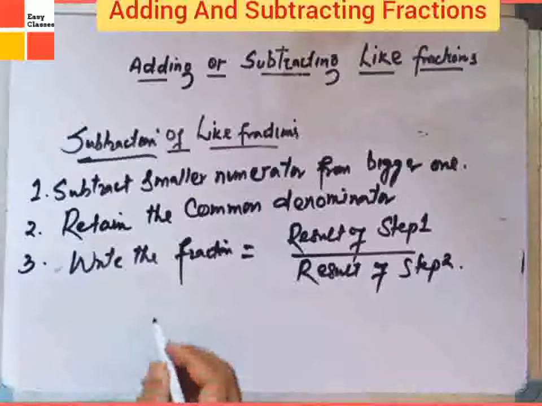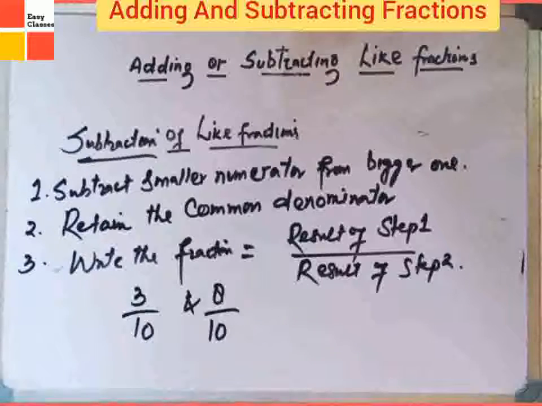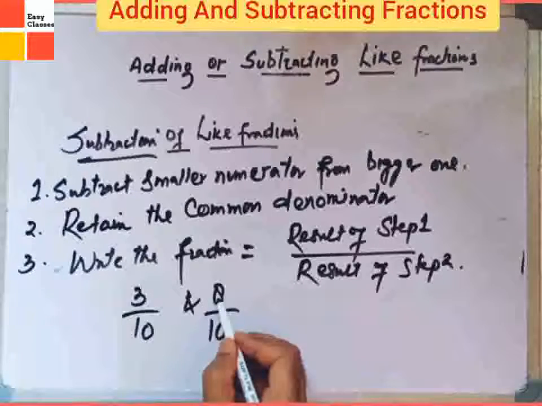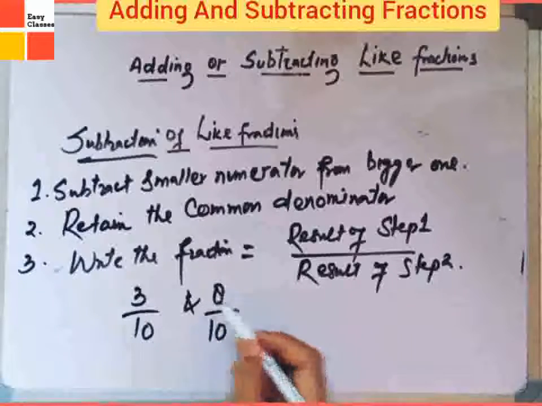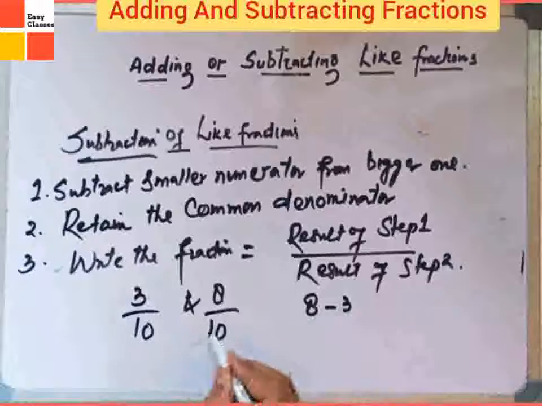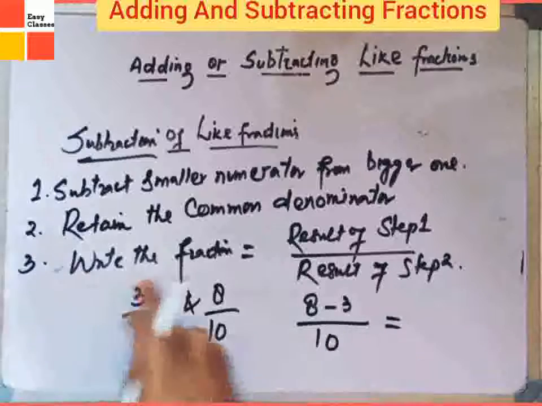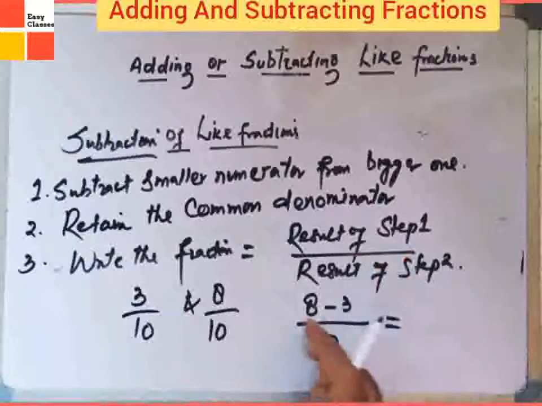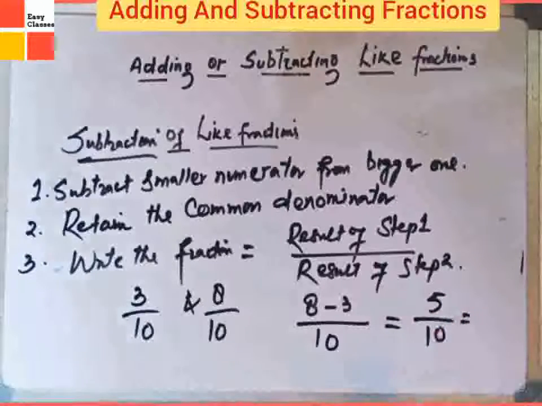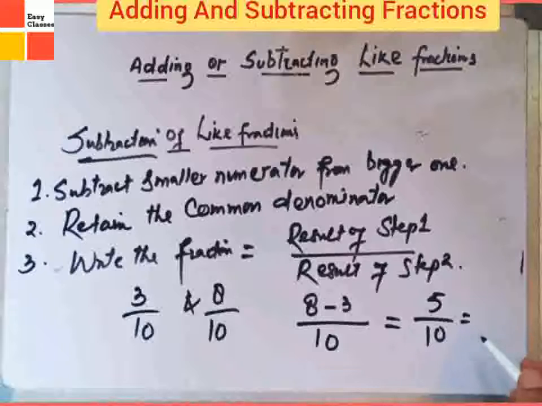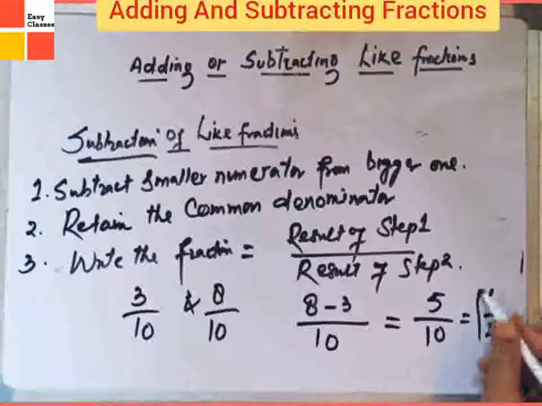Say for example, 3 divided by 10 and 8 divided by 10. You have to find the difference. This is the bigger numerator, or we can say larger numerator. You find the difference in the first step, and in the second step retain the common denominator, that is 10. Write the fraction. The result of the first step is 8 minus 3, that is equal to 5 divided by 10. You can reduce this to its simplest form, 5 ones are 5, 5 twos are 10, 1 divided by 2.